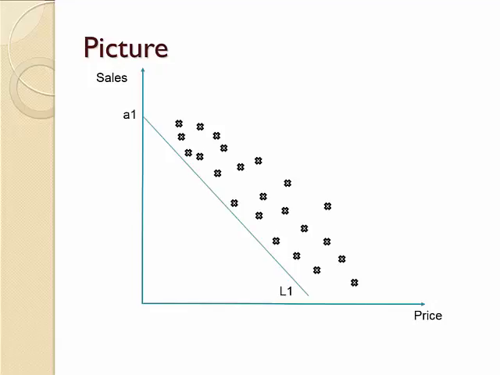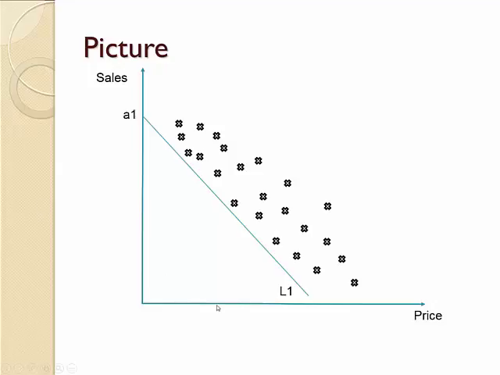Now consider line L1, which corresponds to the choice of a equals a1 and slope equals b1. With this line, if we take the price charged in any given week, that is, if we take one of the points on the scatter plot and drop a line to the x-axis, that would be the price charged in that week. Given that price, the forecast according to the line L1 would be sales equal a1 plus b1 times the price charged in that week. So that would be a point on the line that corresponds to that price.